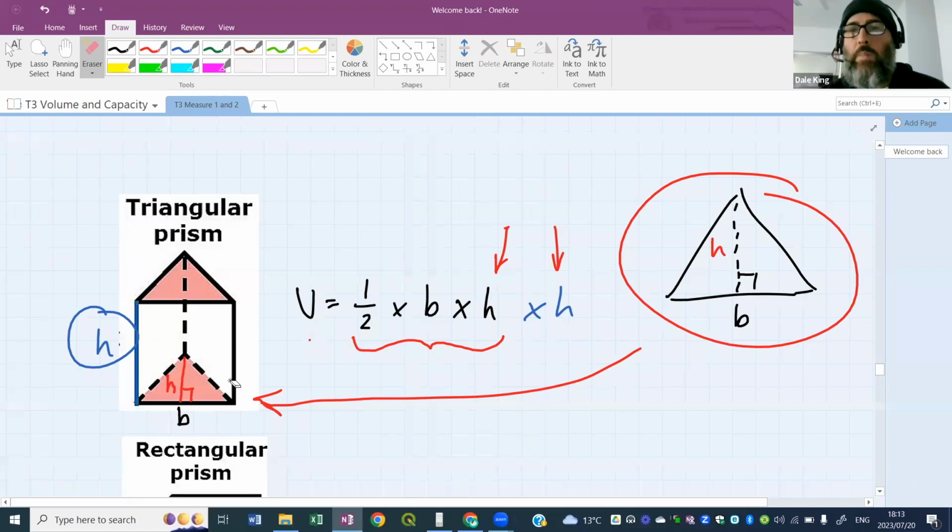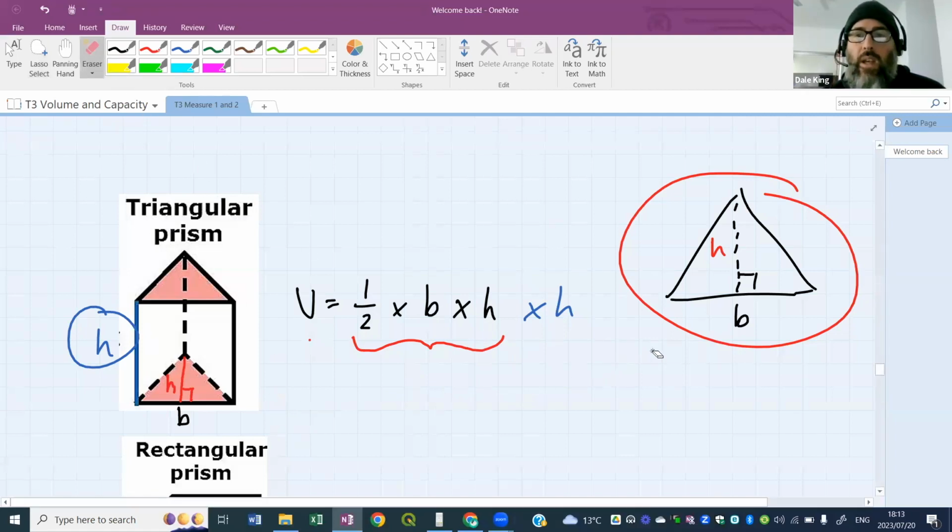So it's absolutely normal to be confused with two H's in this formula, because one of the H's comes from the triangular base, that perpendicular height there, and the other H is the height of the triangular prism. You see those two different heights? Yeah. So students often get confused with this formula specifically because it ends up being two heights in the formula. Now, if they don't specify which height is which, it can be very confusing.